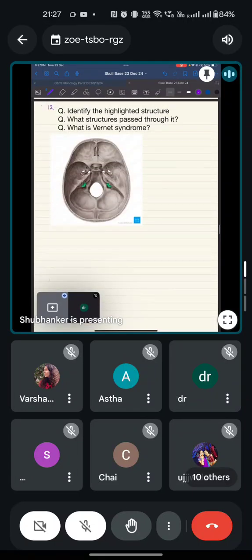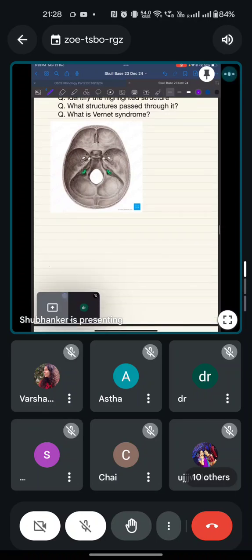Now coming to a few of the important structures which they ask about. Identify the highlighted structure. What structures pass through it? What is Vernet syndrome? The answer is easy. Does anybody have any confusion in this answer? I don't think anybody does, everybody knows it. So it's the jugular fossa. What structures pass through it?